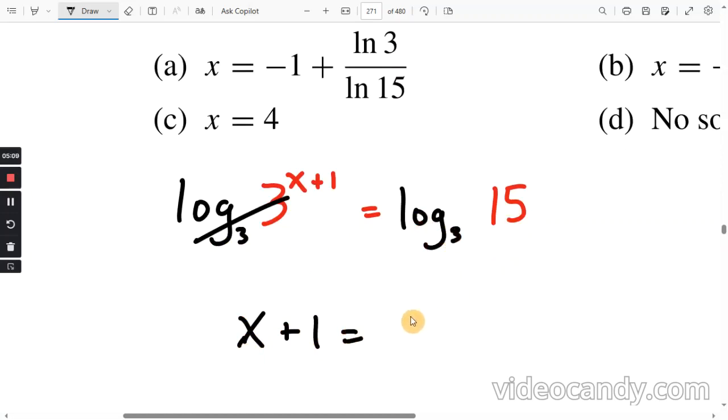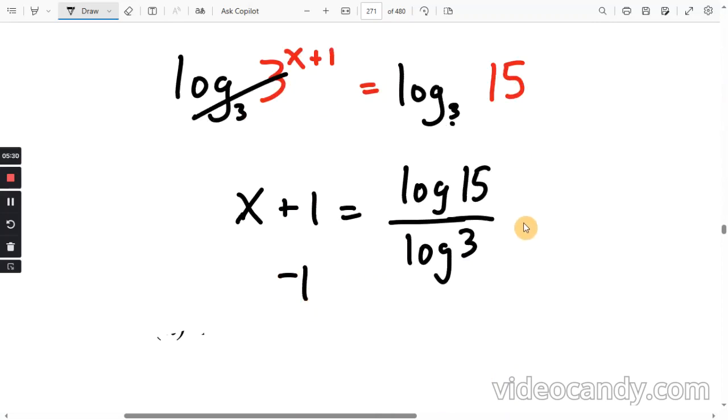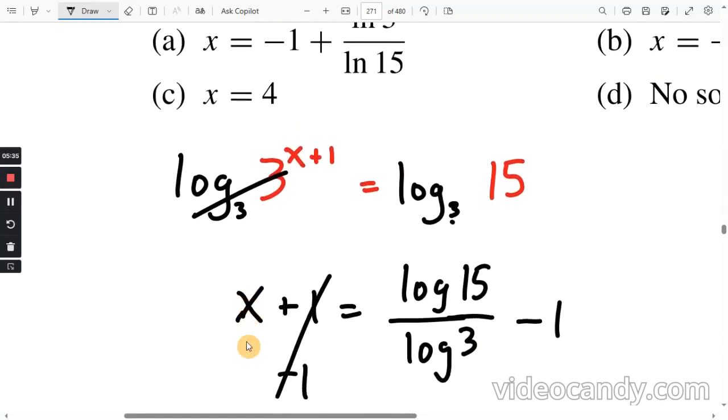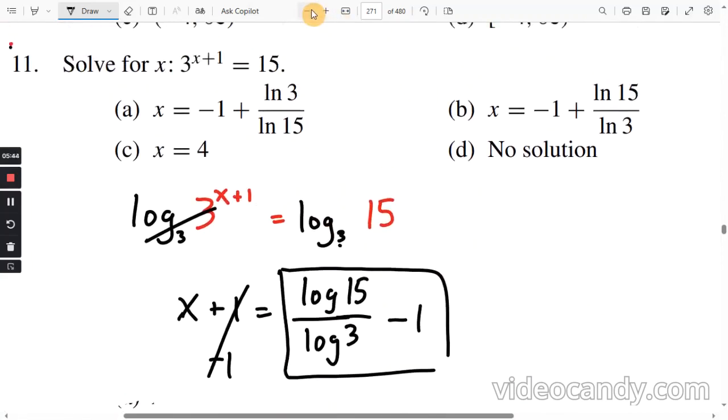Using the change of base rule, we're going to do log over log. And remember, the base goes on the bottom. So since it's base 3, that goes on the bottom, and that means the 15 goes on the top. And finally, the opposite of plus 1 is minus 1. You do that to both sides. Luckily, their answers are in that form. So it's log 15 divided by log of 3 minus 1. And right here, negative 1 plus ln of 15 over ln of 3.